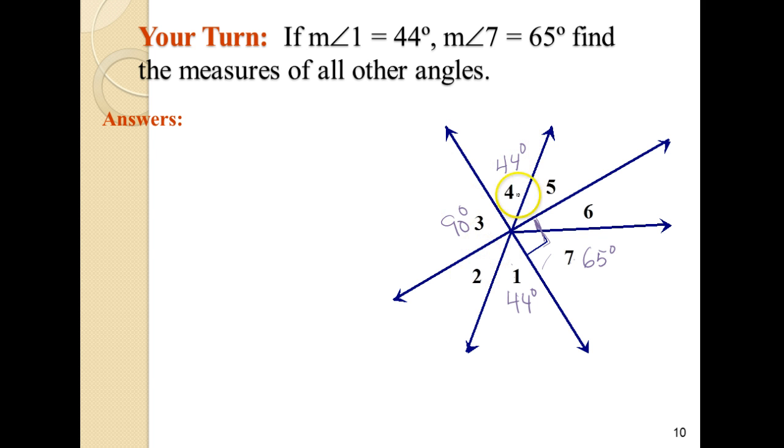Now the other ones. Let's take a look at this one. Since we already know this is 90 degrees, 6 and 7 will be complementary angles. And if they are complementary angles, all we have to do is use 90. To find angle 6, we do 90 minus 65, and that will give us 25 degrees.